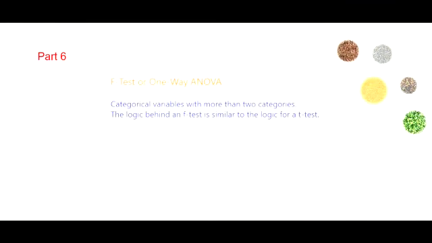F-test or one-way ANOVA. T-tests work with two groups, but sometimes we have categorical variables with more than two categories. In case we have a continuous variable paired with a variable with more than two categories, we have to opt for F-test or one-way ANOVA. The logic behind ANOVA is similar to the logic for a t-test.